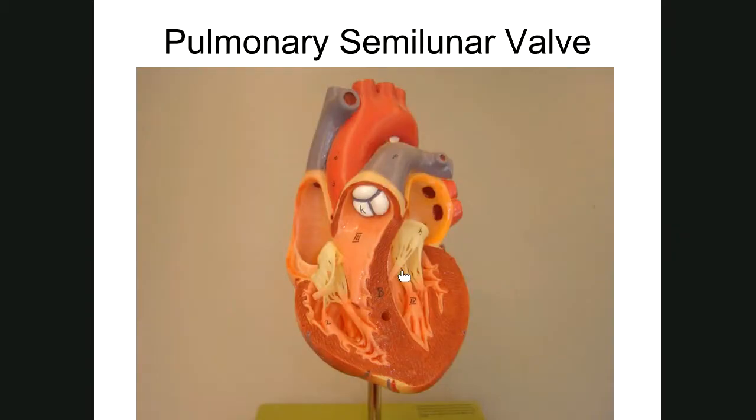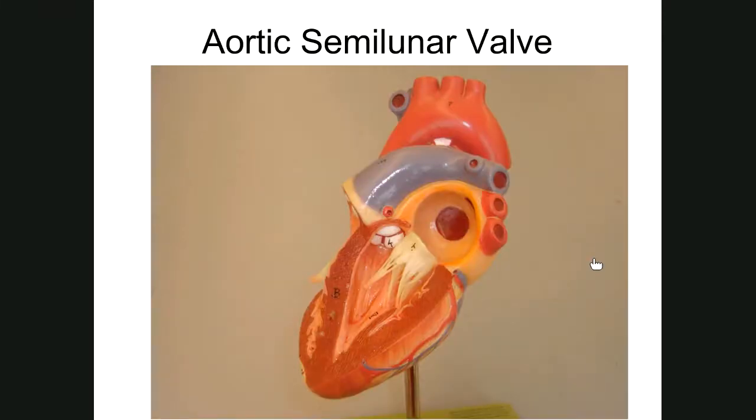Again, I'm showing you the valve here. Here's the pulmonary trunk, so that's the pulmonary semilunar valve. Aortic semilunar valve is kind of here. The aorta goes underneath this pulmonary trunk, so there it is right there. So that's the aortic semilunar valve.